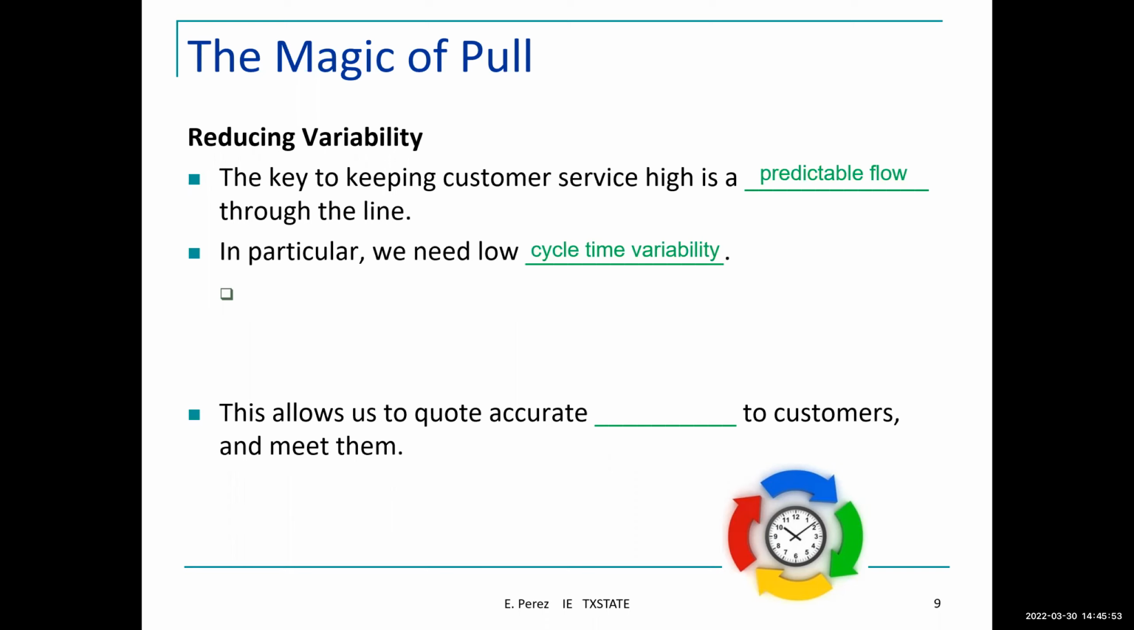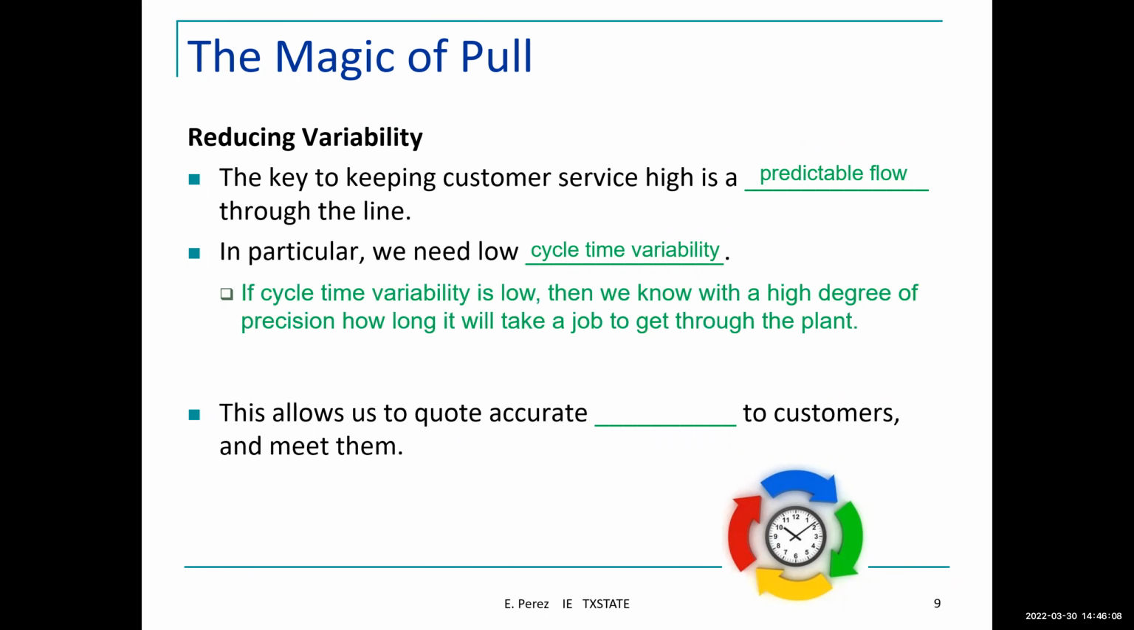So if you have a very reliable system, a very reliable process, then you should be able to estimate, okay, this is going to take me this much, and then I can promise this lead time to my customer. So low cycle time variability. If cycle time variability is low, then we know with a high degree of precision how long it will take the job to get through the plant. If my process is reliable, with low variability, I have better control of knowing when my products are going to be ready. This allows us to quote accurate due dates to customers and also meet them.